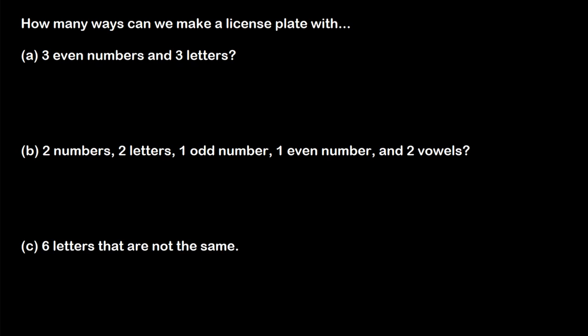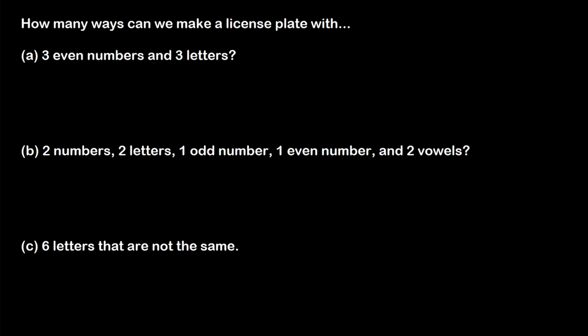Now, let's put this into an application. Let's say making license plates. Where I'm from, license plates consist of 6 symbols, 3 of them are numbers, and 3 of them are letters. So let's say we have some restrictions on the types of things we can put on our license plates. For example, we want our numbers to just be 3 even numbers, and then we want 3 letters. We're not going to be too specific about where these letters and numbers show up. They just have to show up somewhere.